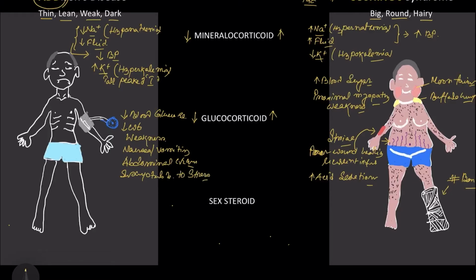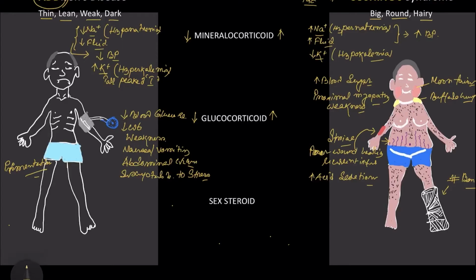Another important thing that occurs due to decreased cortisol in Addison's disease is the development of excess pigmentation. So, hyperpigmentation occurs due to the decreased cortisol. Why does it occur? Because when the cortisol level is decreased, the feedback inhibition of the ACTH secretion from the anterior pituitary will be gone.